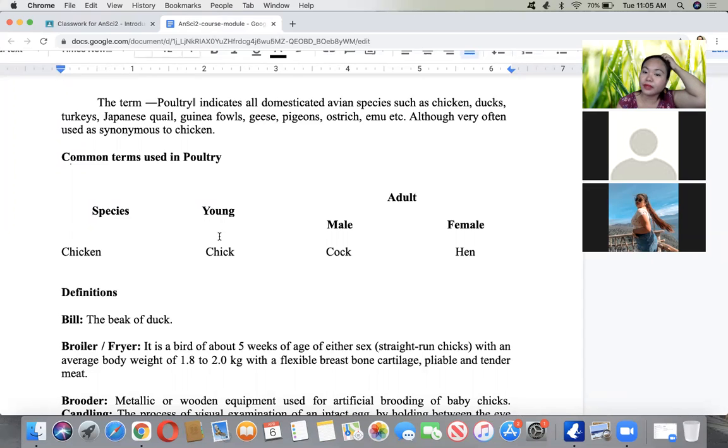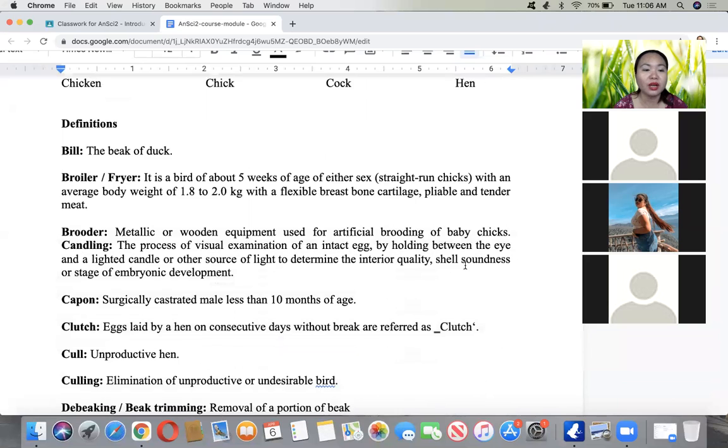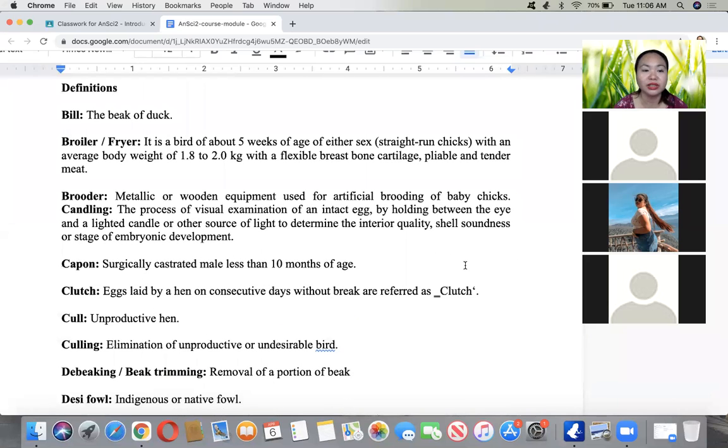I hope before we end this course, you have identified, that's your laboratory exercise 1, the scientific names of the different poultry and livestock. We also have the common terms, like when we say chicken, the young chicken is a chick, the adult male is a cock, and the adult female is a hen. There are also a lot of definitions.